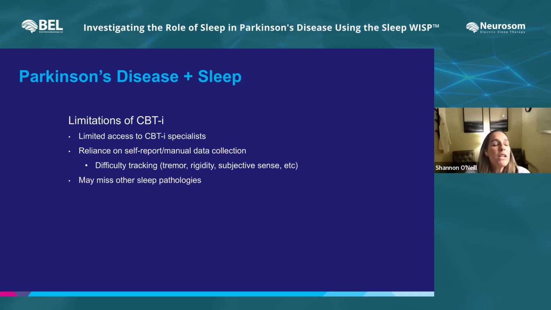Okay, so the literature first examining CBTI for Parkinson's has shown it to be successful in reducing nocturnal total sleep time, increasing sleep efficiency, and improving subjective sleep quality. However, there are some limitations to CBTI for this demographic specifically. The most significant is the limited accessibility to providers.